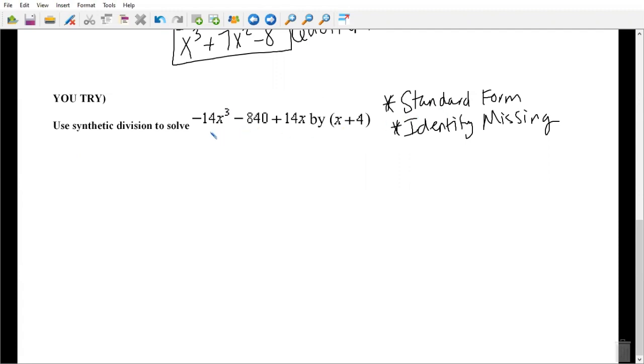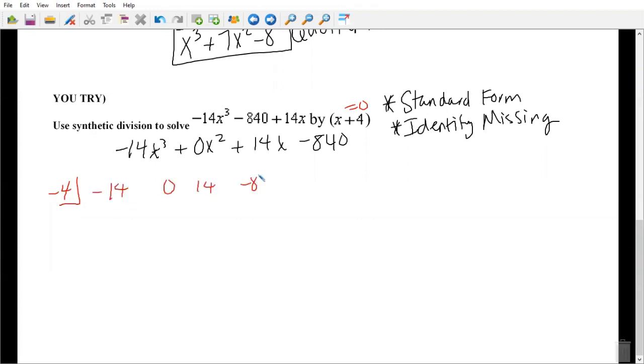So it wasn't in standard form because it wasn't in order of greatest to least powers. So we have negative 14x cubed, and I'm missing 0x squared, plus 14x minus 840. All right, in my house, so if I set this equal to 0, I would have -4. So I have -14, 0, 14, -840.